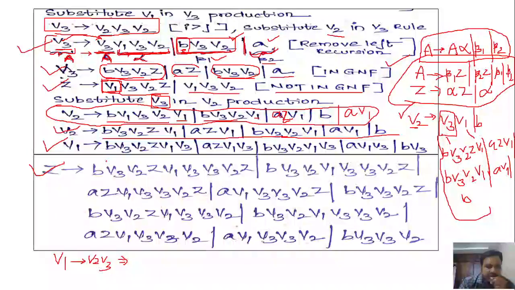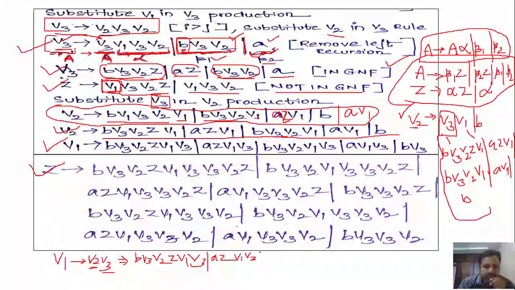So we have to substitute these V2 values here in the V1 rule. What is the V2 value that we have? V3 V2 Z V1, and this V3 will remain the same. This is one combination that we are getting. Next, if you substitute another V2 value, you will get one more production rule, A Z V1, and that V3 will remain the same.